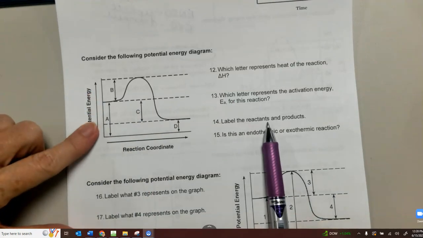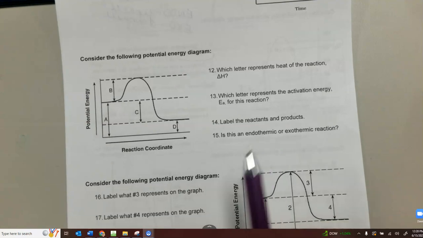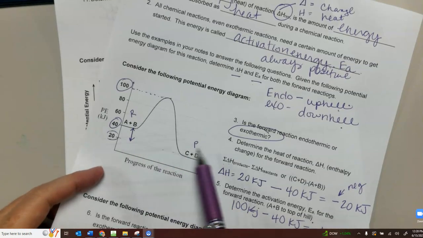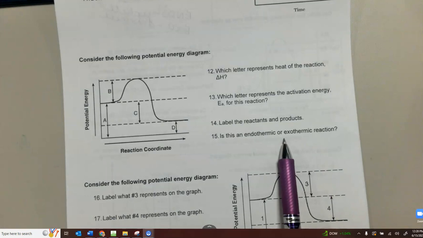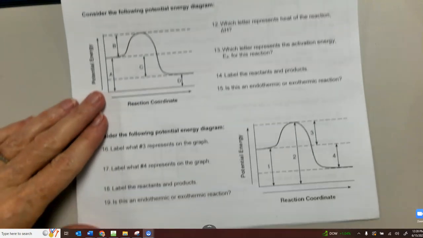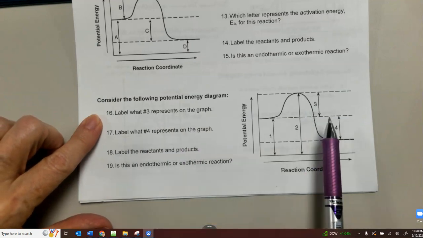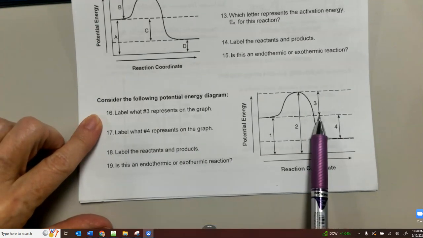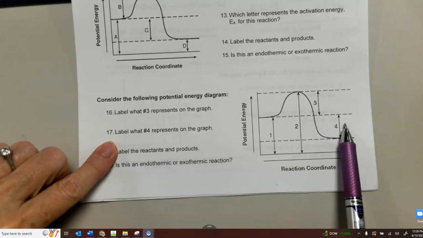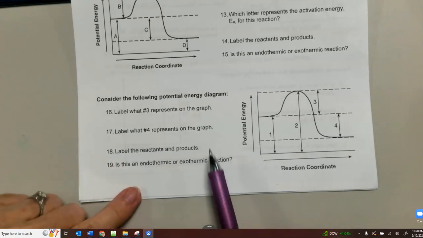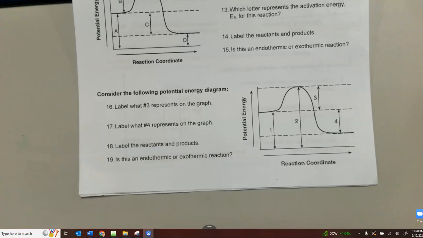All right, label your reactants and products just like I did right here, reactants and products. And then is it endo, exo? And then down here, we're going to do the same thing. Label what number 3 represents. Is that your activation energy or your delta H? Is number 4 your activation energy or your delta H? Label the reactants and products, and then circle, is it endo or exo?